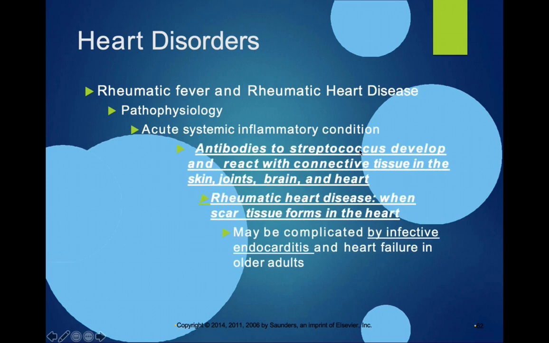The antibodies to the streptococcus develop and react with the connective tissue in the skin, the joints, the brain, and the heart. Rheumatic heart disease is when scar tissue forms in the heart, and it may be complicated by infective carditis, which we'll get to in a second.